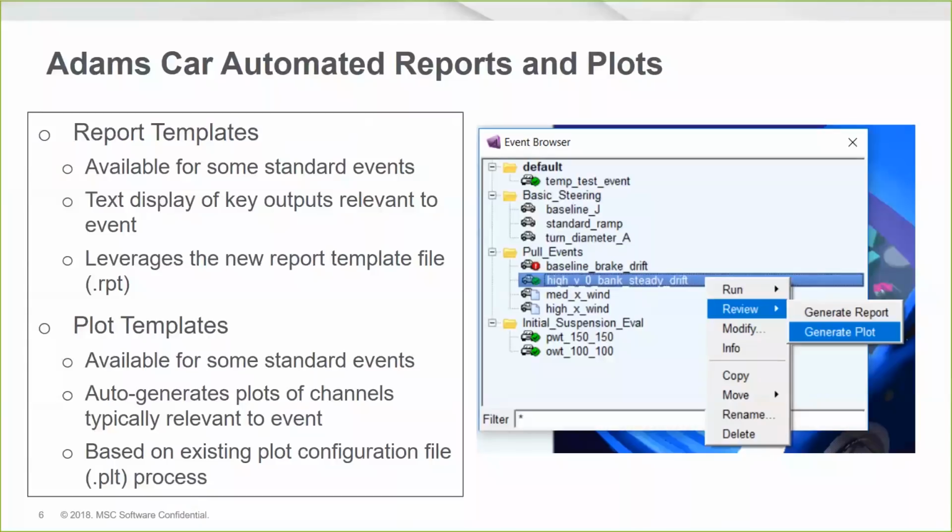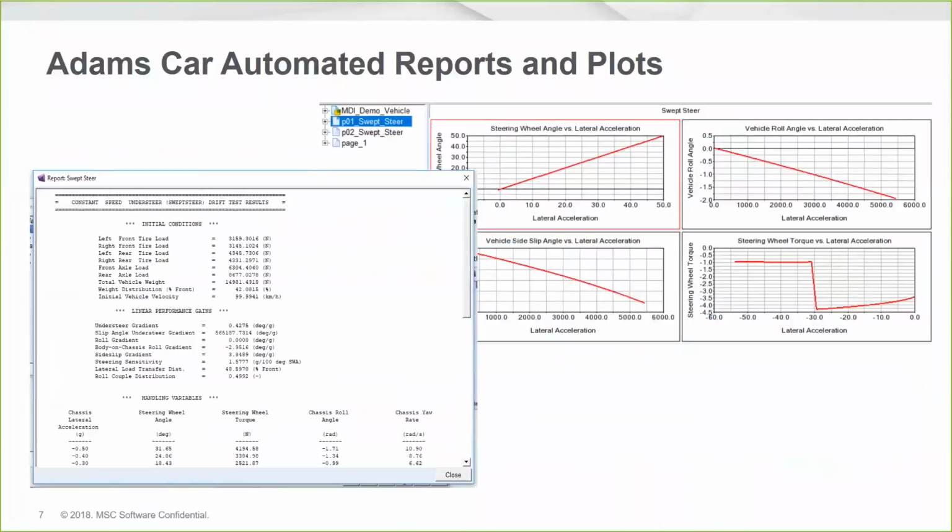And similarly, there's a generate plot capability. This also is available for some standard events, and it uses the existing plot configuration file process. Many of you are probably familiar with and love to use the PLT file to save plot templates for the kinds of things you always want to look at. So what we've basically done is created a number of standard PLT files to map to a number of the standard events, so that those are essentially executed when you do review, generate plot from here. Let's see on the next page here, just some examples of I ran a swept steer event, and I can get the report here on the left, and a couple of pages of plots on the right-hand side.